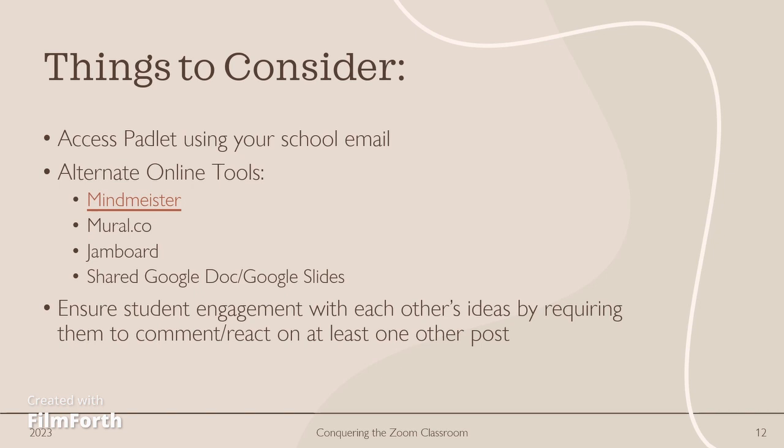As I mentioned in the previous section, when facilitating activities online, it's beneficial to assign tasks that make sure that students are actually processing the material. For a brainstorming activity, one way to do so is to have students comment on at least one other post on the gallery wall or make an addition to the concept map. So that way you know that they're actually reading each other's ideas and collaborating.